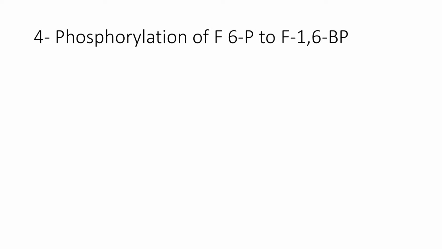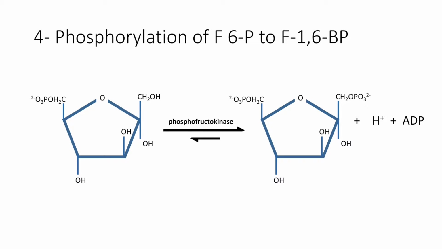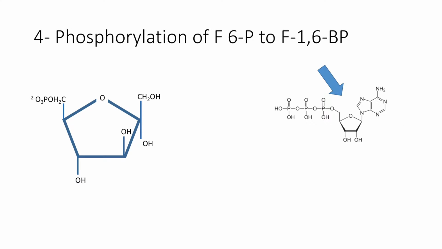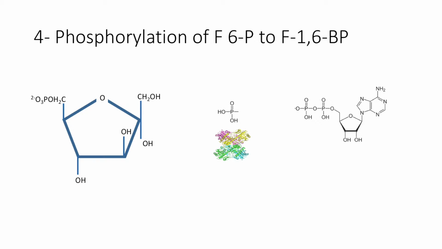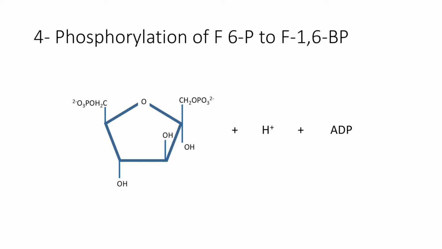To continue glycolysis, the fructose 6-phosphate is then phosphorylated into fructose 1,6-bisphosphate. Again, ATP provides a phosphate group. However, this time, phosphofructokinase is the enzyme used to catalyze the phosphorylation. The result is fructose 1,6-bisphosphate, a proton, and ADP.